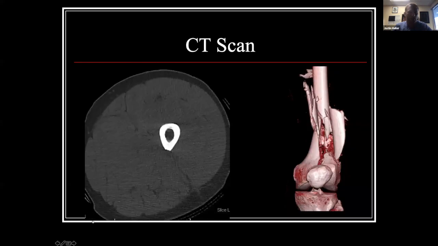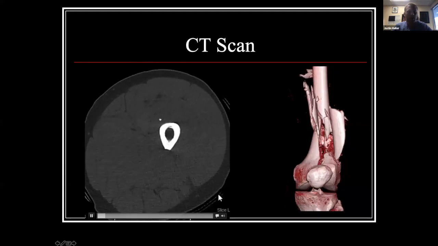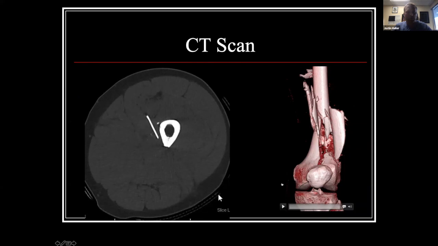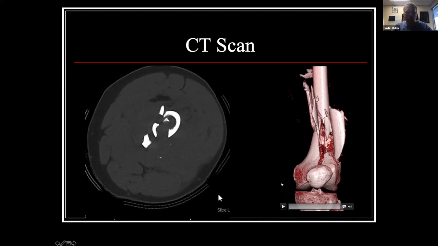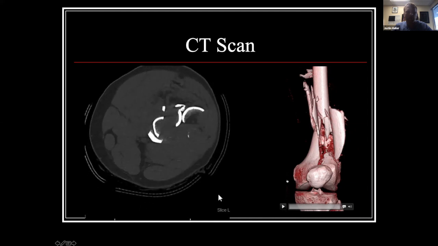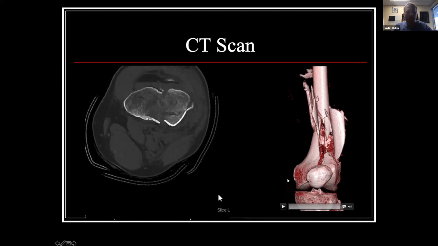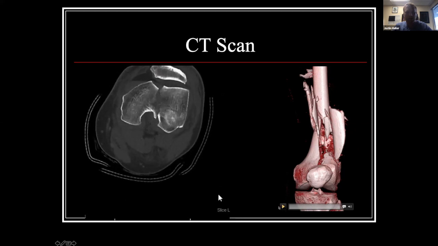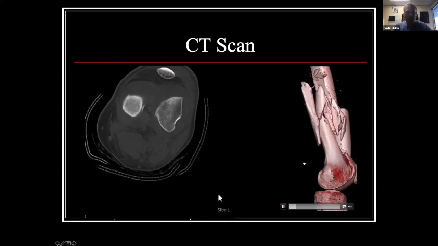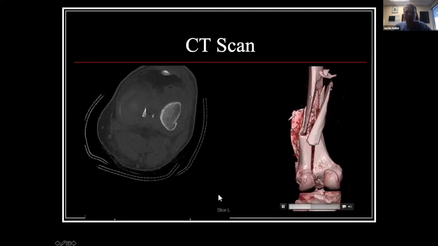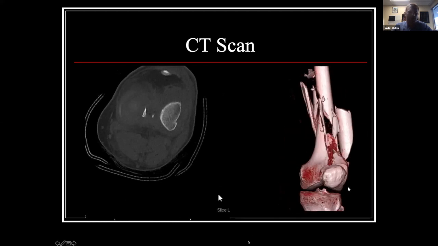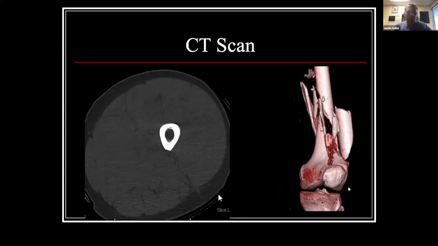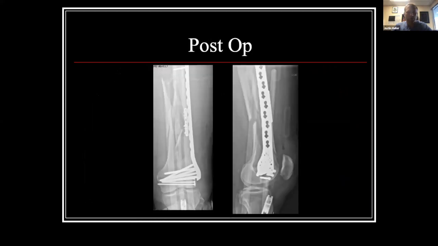Then going through his CT scan, you can see that he's got a fair amount of metaphyseal comminution with a simple articular split and a fairly non-displaced Hoffa fragment there. And then the 3D reconstruction gives you an overall sense of what's going on in his distal femur fracture. And so after a thorough I&D, he does have some bone loss.